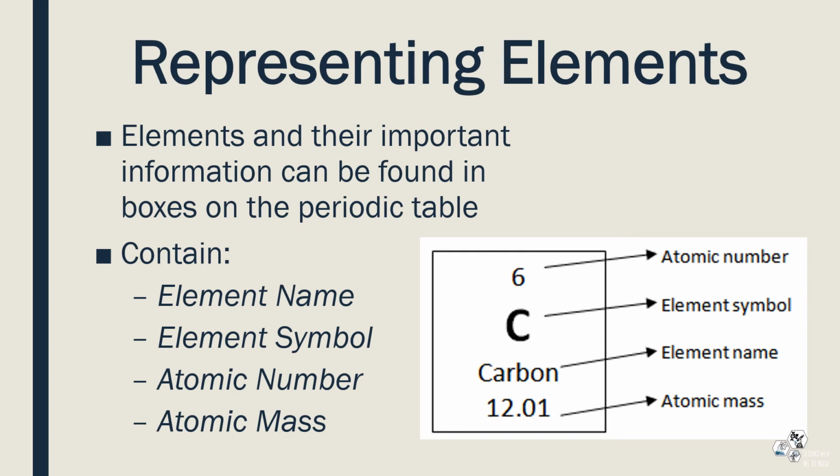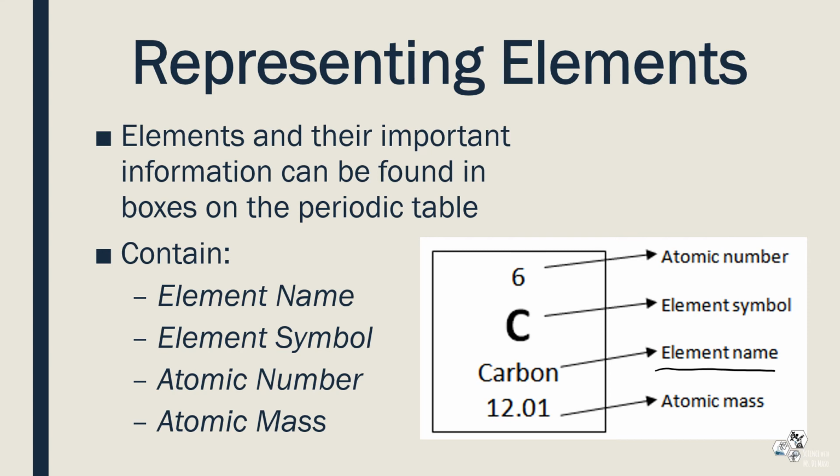So we've said that there's all this information that's given about these elements. And where do we find that? Well, we find it on the periodic table. Each element is put in its own special square or box, and we put very specific information in there. We put the element's name. Obviously, we want to know what element we're talking about.